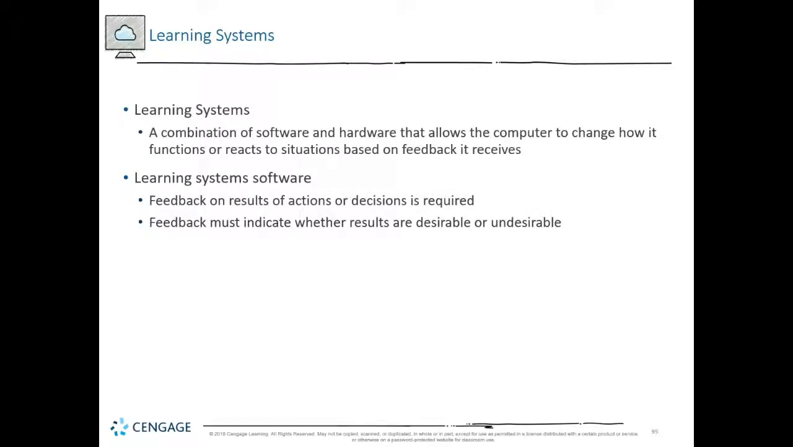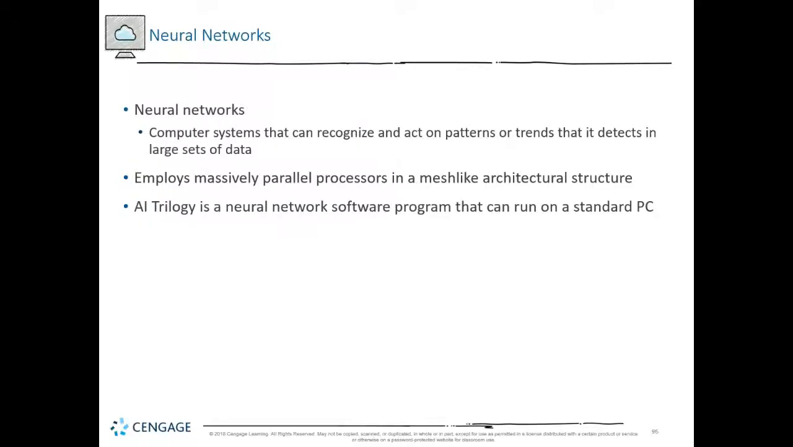Learning systems. A combination of software and hardware that allows the computer to change how it functions and reacts to situations based on feedback it receives. In learning systems software, feedback on results of actions or decisions is required. Feedback must indicate whether results are desirable or undesirable.